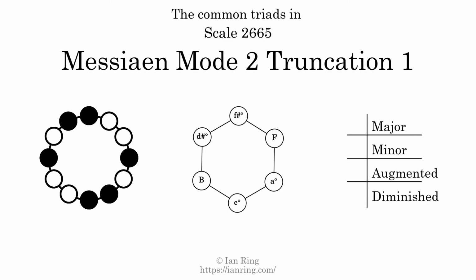The diagram in the center is a graph of parsimonious voice leading between triads. There are 2 major triads. There are no minor triads. There are no augmented triads. There are 4 diminished triads. Here is a Hamiltonian path of parsimonious voice leading that uses all the triads.